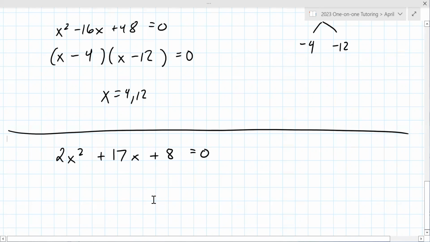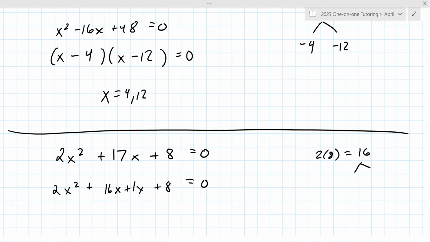A number that multiplies to 16 and sums to 17. That's right. So it's 16, so then it'd be 2x squared plus x, and then 8 plus 16x. Okay. So why don't you carry out the problem from here, and I'll check you here when you're done.